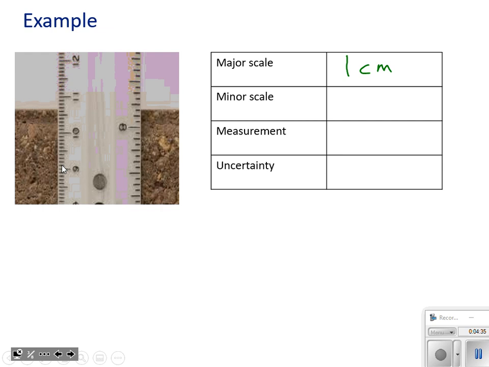So my major scale was 1 centimeter and 10 markings. So I'm going to take that 1 centimeter and divide that by 10. Once I do that, I get my minor scale to be 0.1 centimeter. So up here now, I have 0.1 centimeter for my minor scale. Going to get that off of my board.